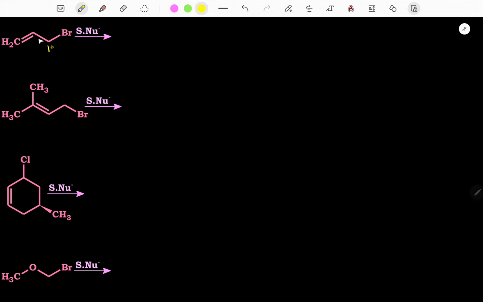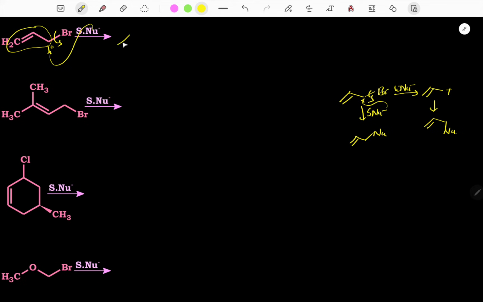Next, it is a primary allylic. This allylic compound also has a specialty. Suppose if I add a weak nucleophile, SN1 is possible. Suppose if I add a strong nucleophile, SN2 is also possible. The reaction depends on the nucleophilic strength. So in this case, it is a primary allyl and a strong nucleophile, so SN2 type of reaction takes place.